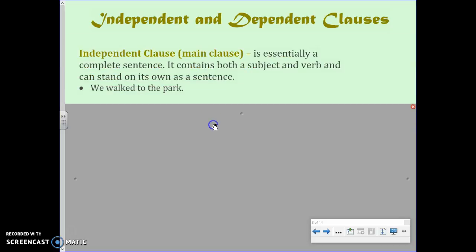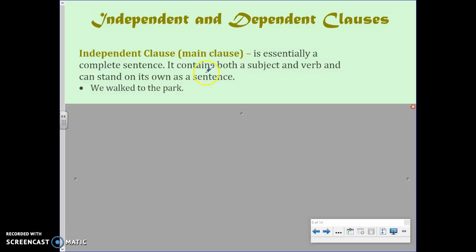So the first one we're going to look at is this idea of an independent clause or a main clause. It's essentially a complete sentence. It contains both a subject and a verb, and it can stand on its own as a sentence. So it's independent. Okay, so it has the subject, it has the verb, it makes sense completely on its own.